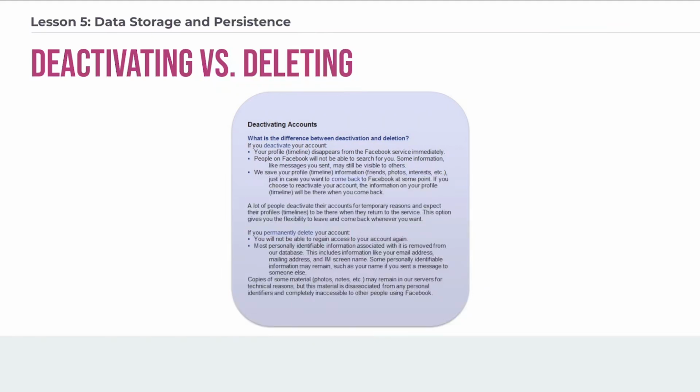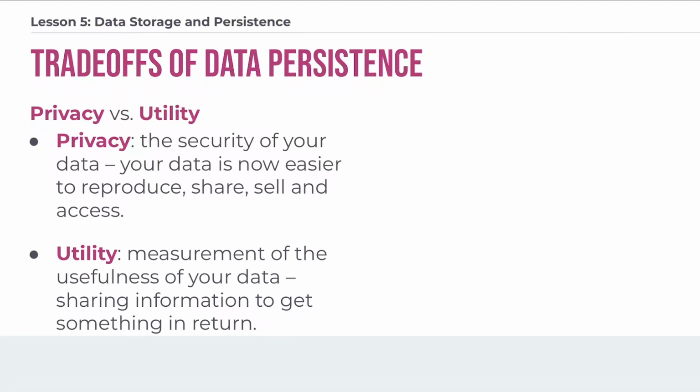Well, I don't know. If you read the fine print, it says most personally identifiable information associated is removed. Some personally identifiable information may remain. Copies of some material, photos and notes, may remain on our server for technical reasons. Is it really and truly a way of permanently deleting everything that you've put up on that account? Nope, it's not. The data has persisted. So data persists, and it's kind of beyond our control. The only way we control not having data persist online is to not put anything out there.